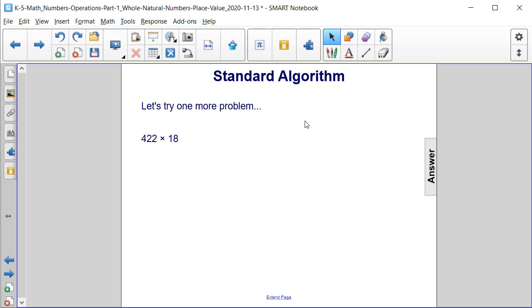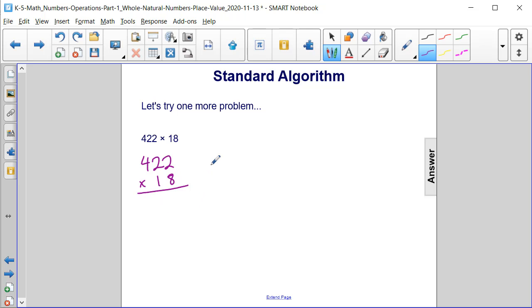Let's try one more problem with multiplying using the standard algorithm. So we have 422 times 18. Well, 18 consists of 8 and 10, and that is what we are going to multiply 422 by each time. So we have 422 times 8 for the 8 ones in 18, and we also have 422 times 10 from the 18. So let's multiply these out to see what we get.